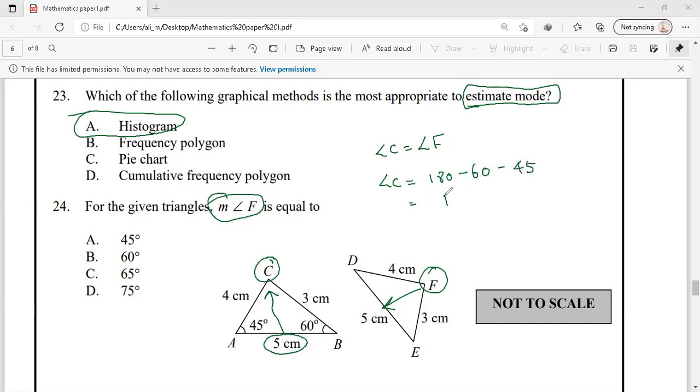180 minus 60 is 120 and minus 45. So if we subtract these two, angle C is 75 degrees. So as angle F will also be 75 degrees. So option D is the right answer.